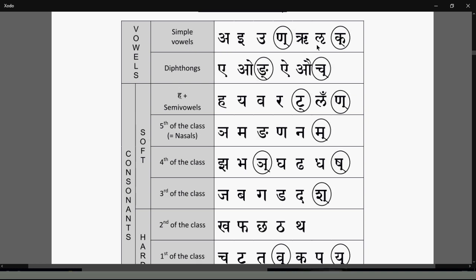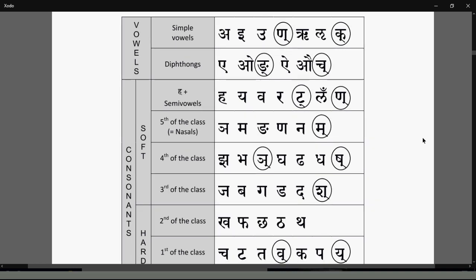Simple vowels: a, i, u, r, l. These are simple vowels, and then she said diphthongs: e, o, ai, au. These are ekara, okara, aikara, aukara. They are dirgha. They do not have their hraswa. There is no hraswa for ekara, okara, aikara, or aukara. In some technical cases, there is a hraswa identified in the sutra, but otherwise there is no hraswa here.